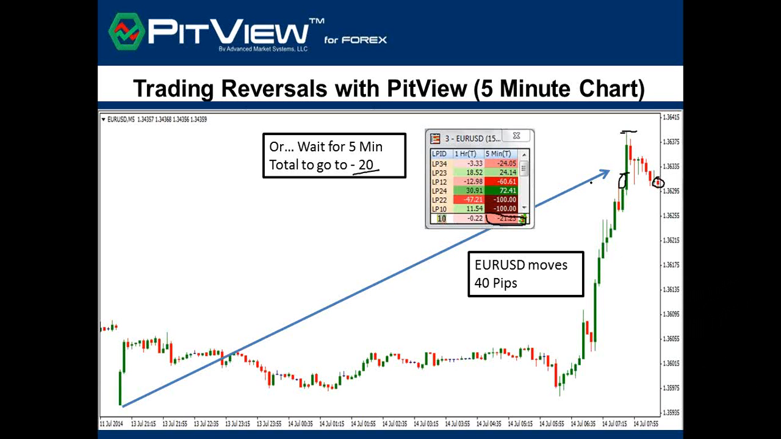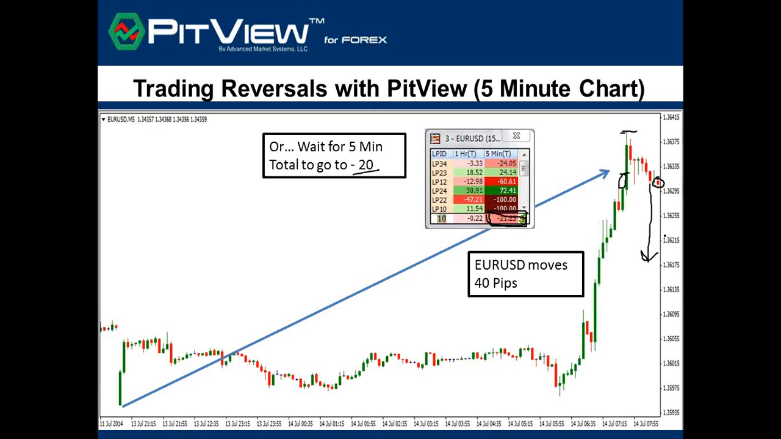And you can also wait when this thing starts going down. You can wait for the 5 minutes. Once you hit a profitability level, if you want to stay in the trade longer, you can look at these 5-minute totals and just wait for them to go green. Some things can be as easy on PitView as green or red.